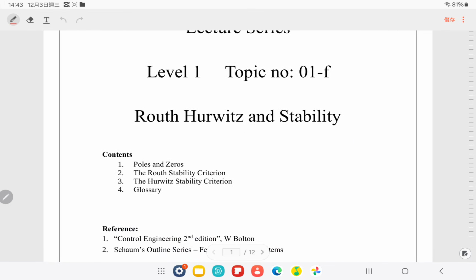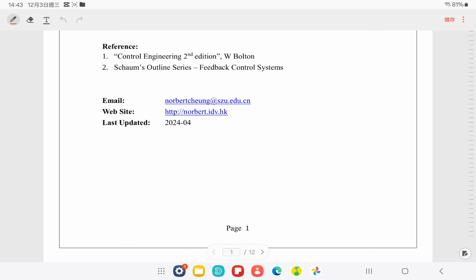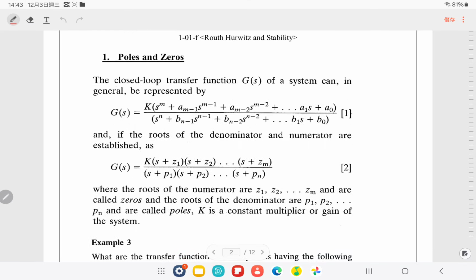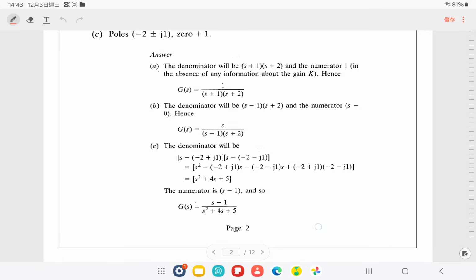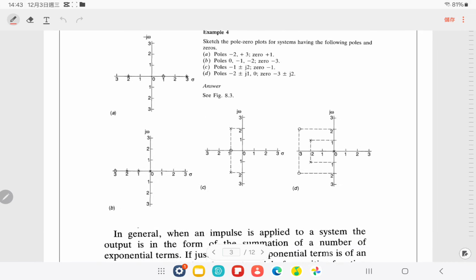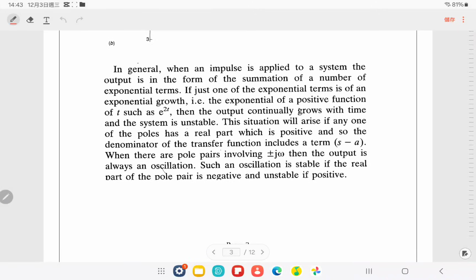Routh-Hurwitz and stability. What should I say about this? Let's go through these notes. All these poles and zeros, you need to know the basic underlying principle and the operation of all this stuff. You just need to know all this.